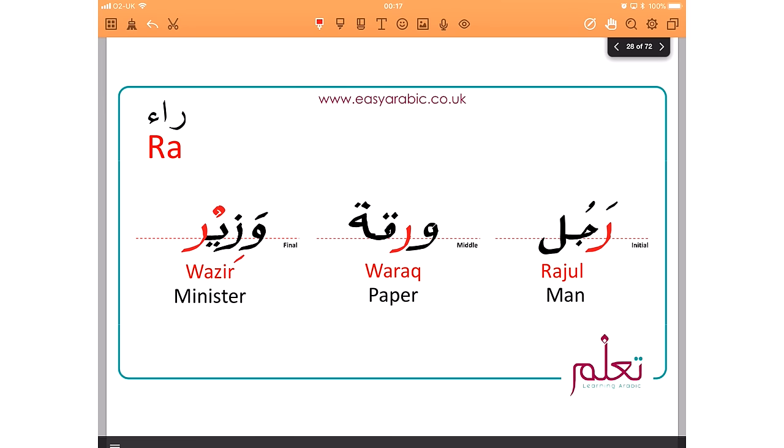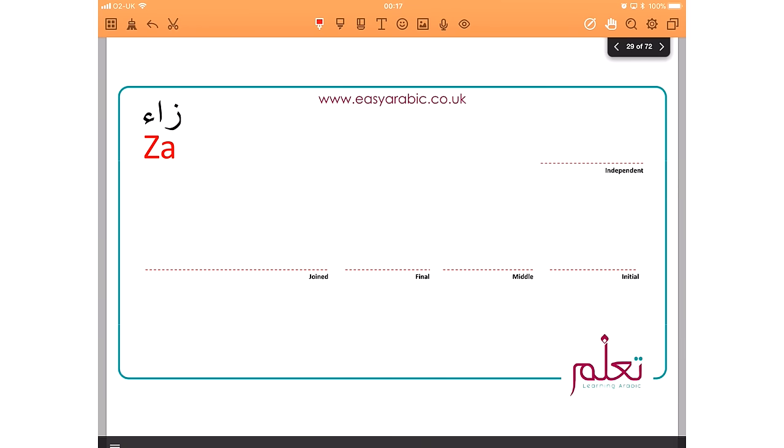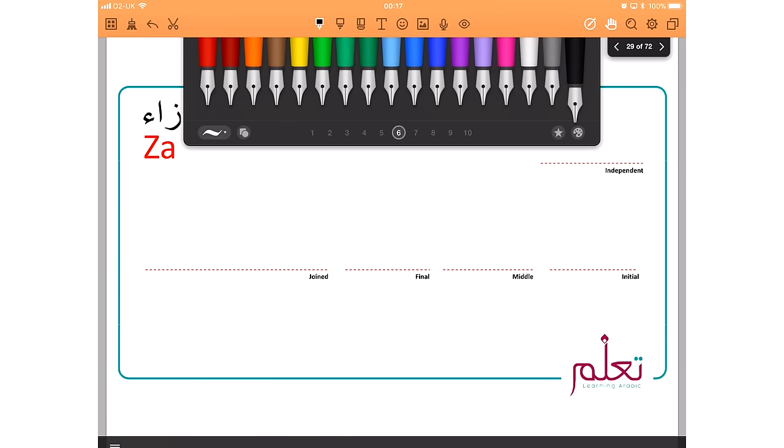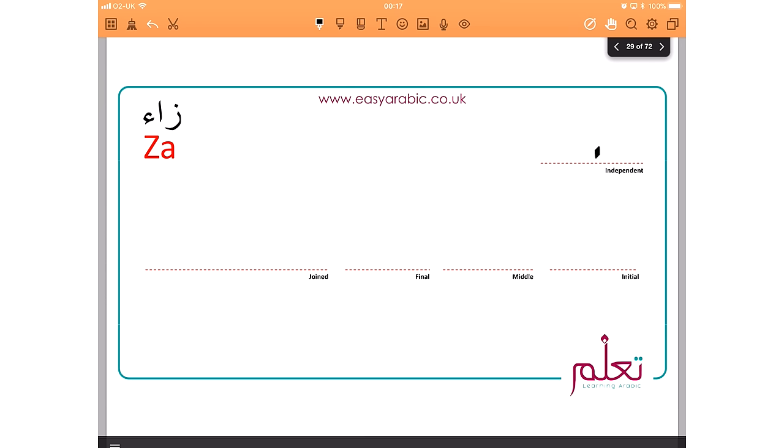Okay. Next one is the letter za, which we already covered a few times. On its own, it is like this. At the beginning, za. Then something joins onto it, and again, and then the joined up form, like this. Oh, the nuktas.